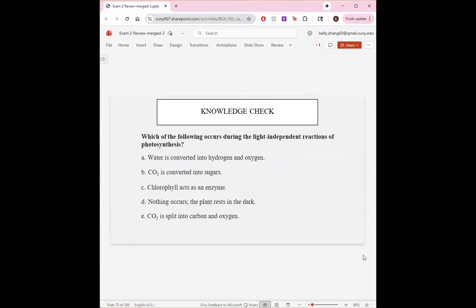And then a quick knowledge check: which of the following occurs during light-independent reactions of photosynthesis? Because we're running short on time, the answer is B, CO2 is converted into sugars.